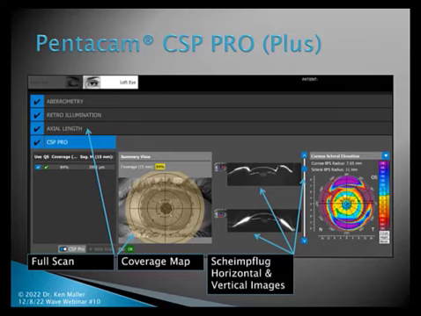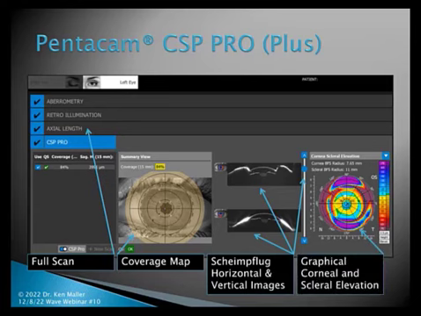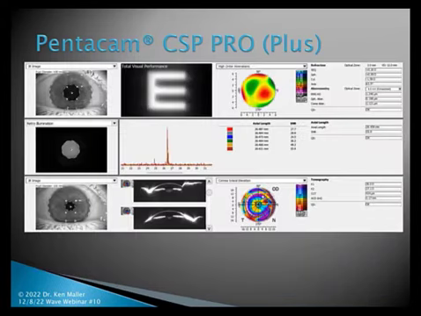And then again, on the right-hand side are the graphical corneal and scleral elevation maps in relation to those best fit spheres. This is an overview display screen of some of the data that we've just captured.